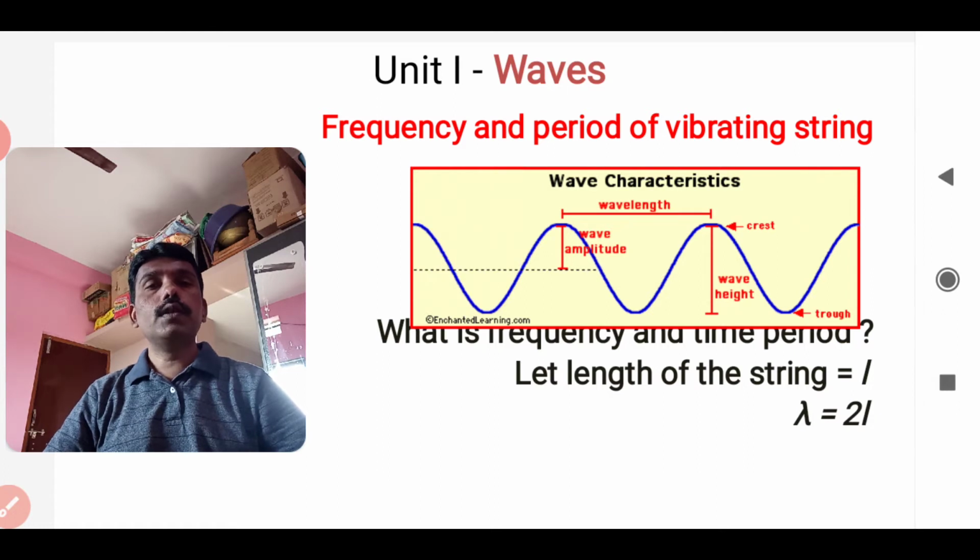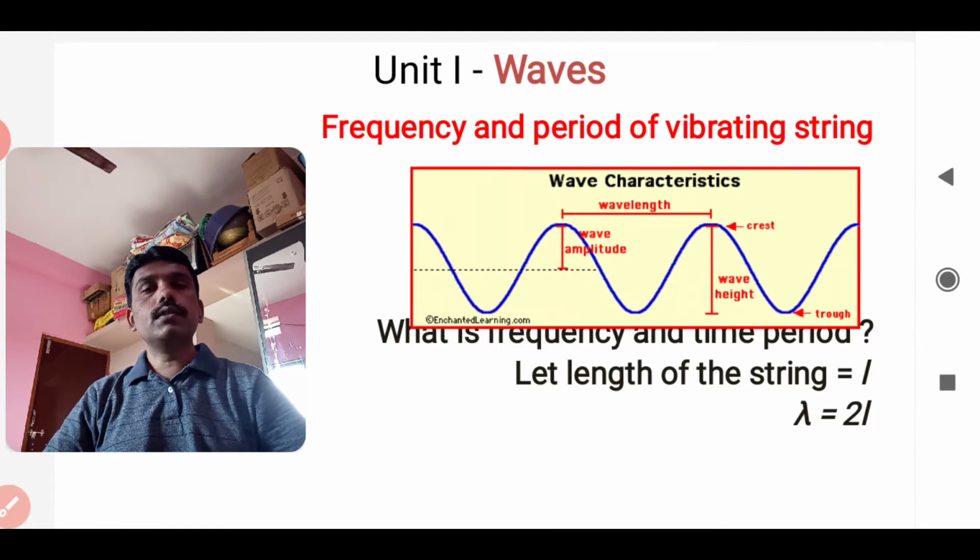Now here are the frequency and time period relationships as far as the wave motions in the string we are discussing. No doubt frequency is defined as the number of vibrations per second. And the time period is the amount of time required for completing one complete vibration. We have already discussed in detail that the relationship is always inversely proportional to each other.